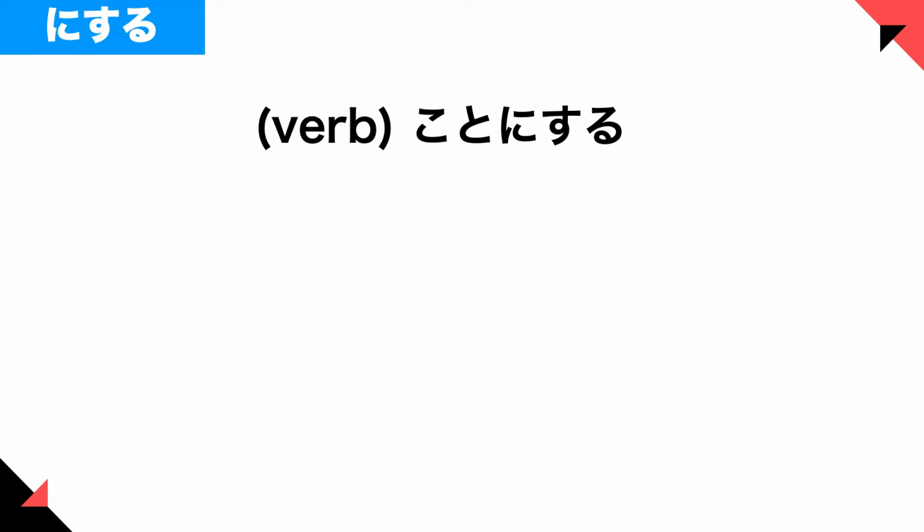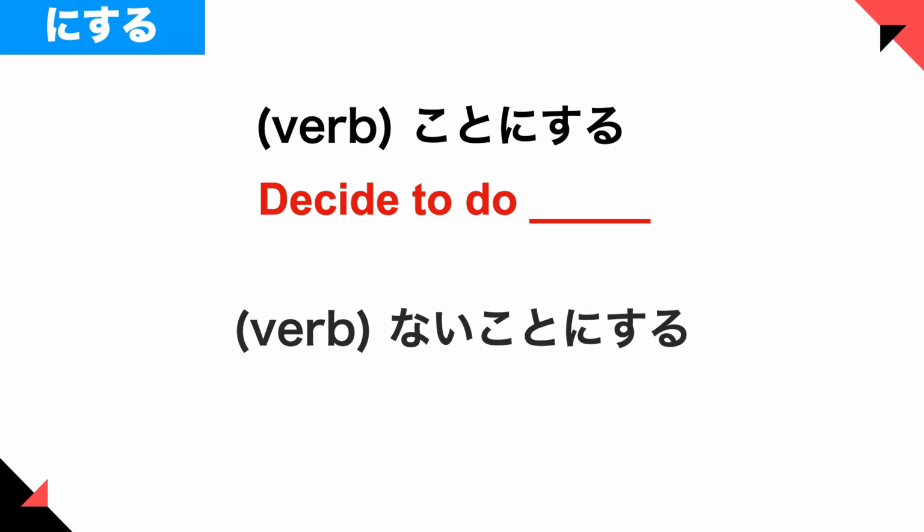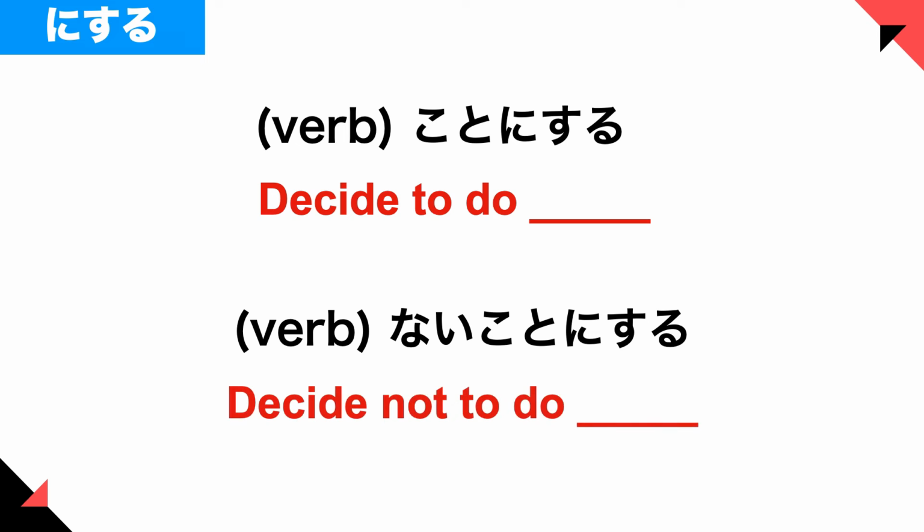Another way to use にする. And this time, verb plus ことにする. Verb ことにする. That means decided to do something. And opposite of that is verb ないことにする. That means decided not to do something.